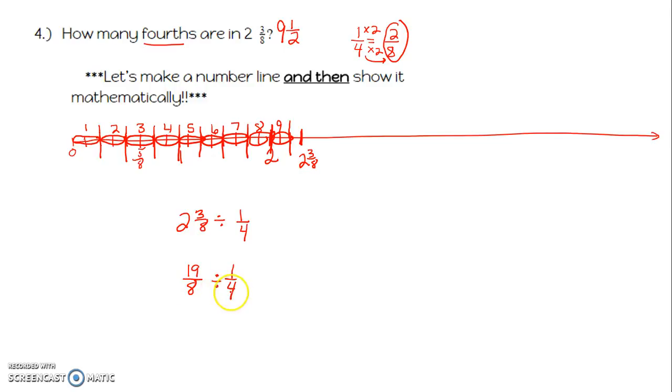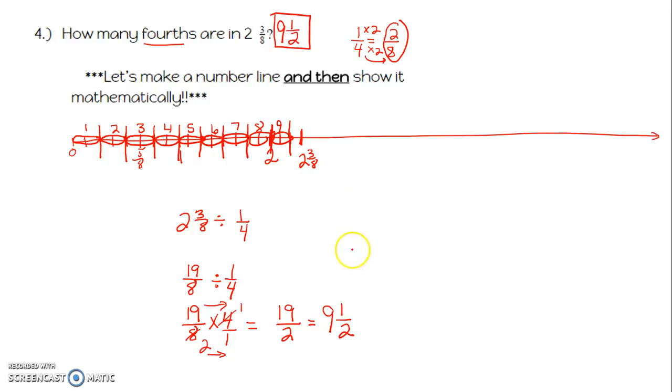We could find a common denominator and then divide straight across the top, straight across the bottom. You could also keep your first fraction, change your division to multiplication, and then multiply by 4/1. That would be another option. 4 goes into 4 once, 4 goes into 8 twice. Straight across the top, straight across the bottom would be 19/2. 2 goes into 19 how many times? 2 goes into 19 9 times with 1 left over, so that's 9 1/2. Either way, you're going to get 9 1/2.